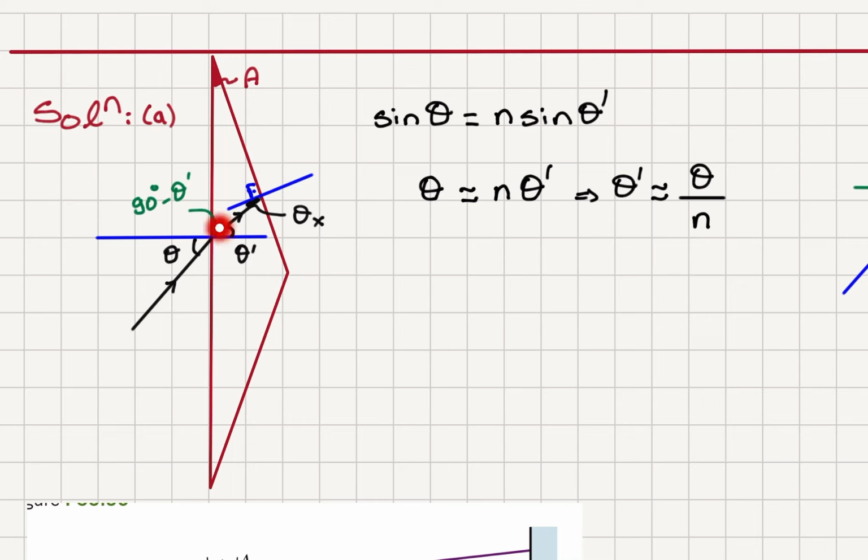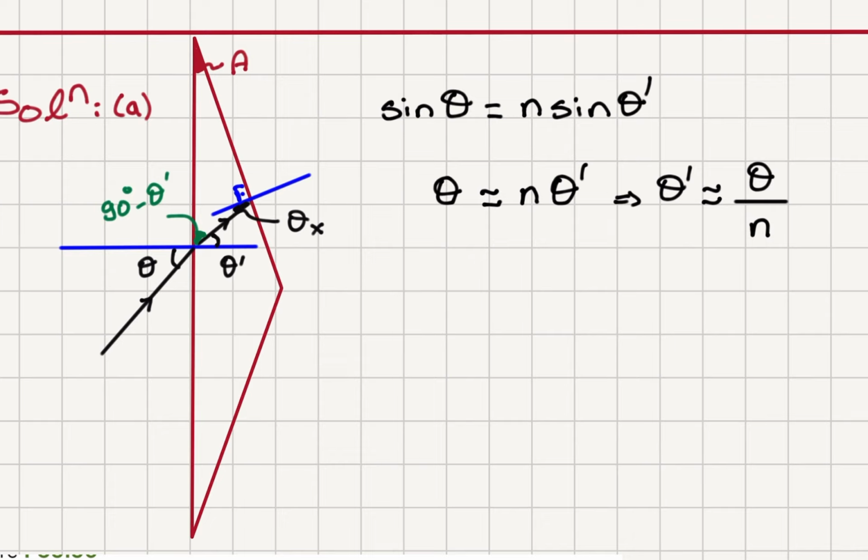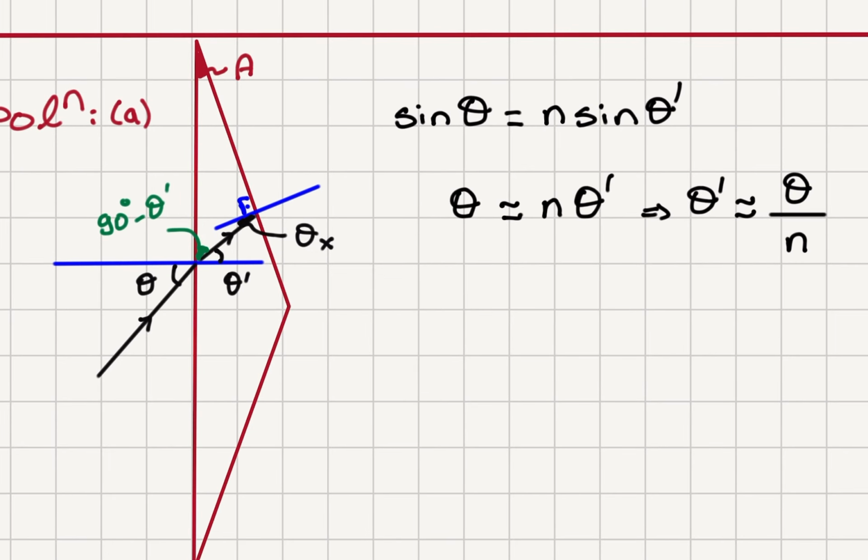Then it comes and hits this other interface between the prism and air at an angle theta x. That's the normal with respect to the interface. And you can see from this triangle that 90 plus theta x plus 90 minus theta prime plus A should be equal to 180 degrees. So the total angle inside this triangle is 180 degrees. Let's write that down.